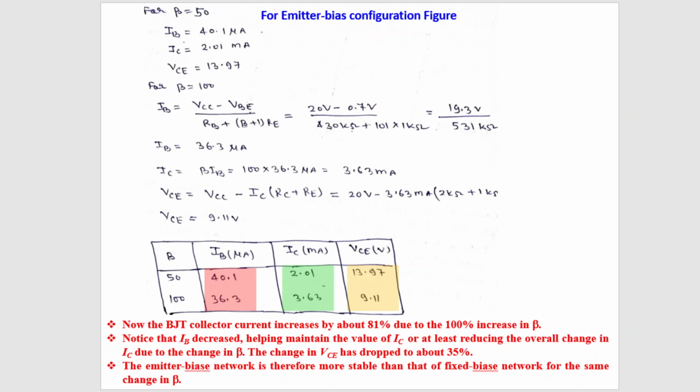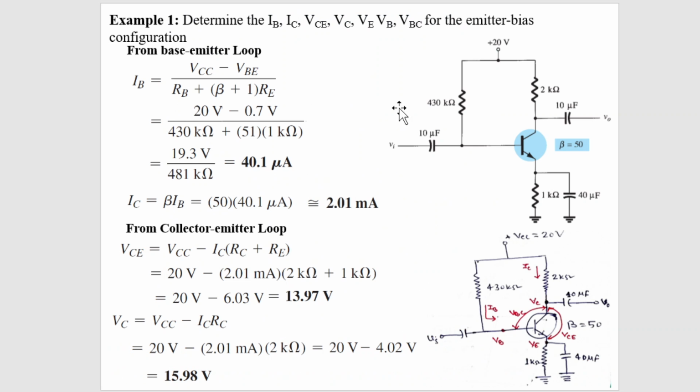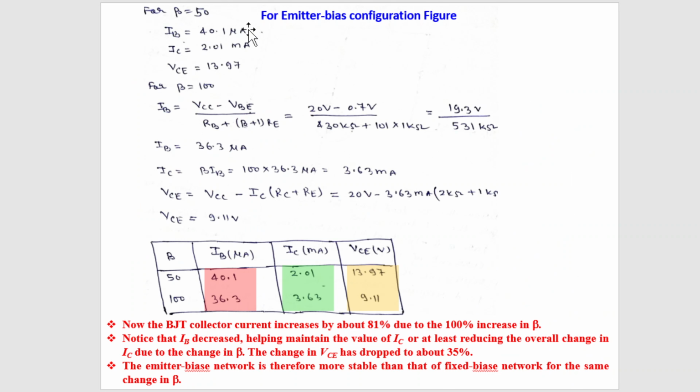We have already solved the problem here for beta 50. IB is equal to 40.1 microampere, IC is equal to 2.01 milliampere, and VC is equal to 13.97 volt. So I will take these values for beta 50 and not calculate them again. Those who want to calculate can take them from here.